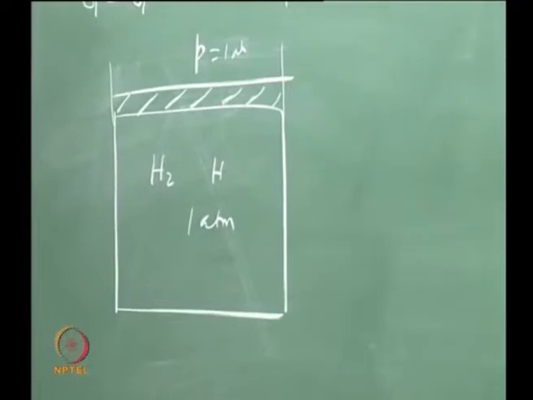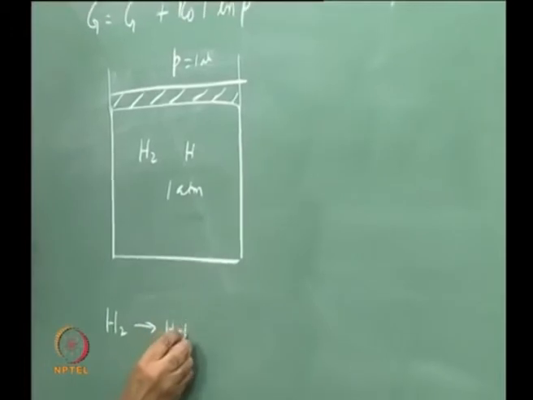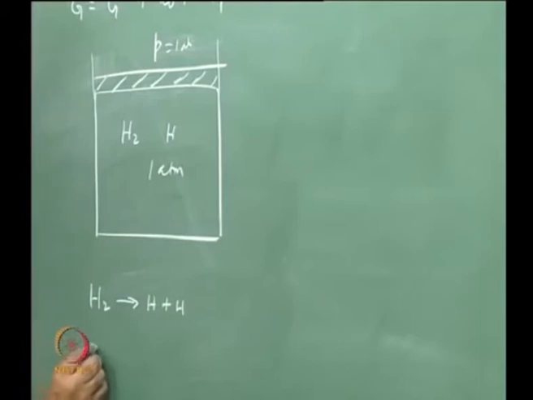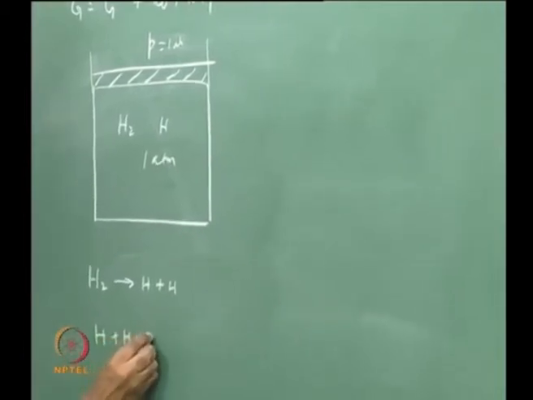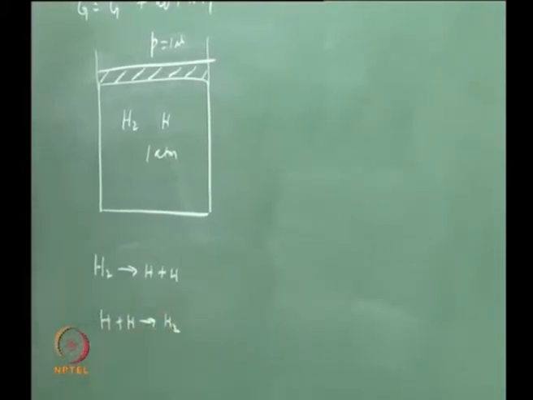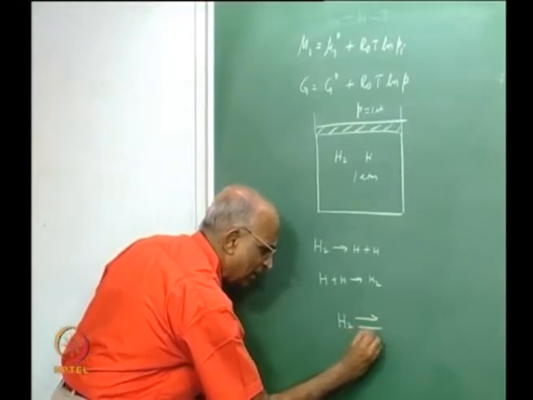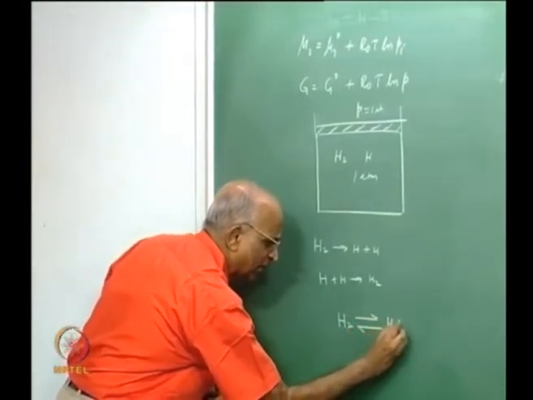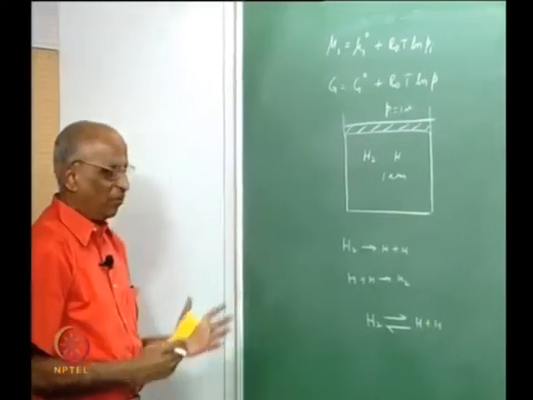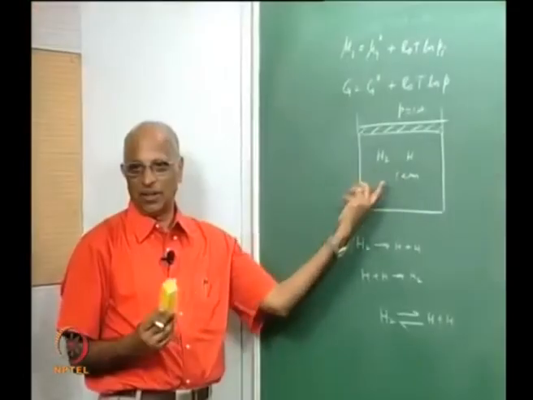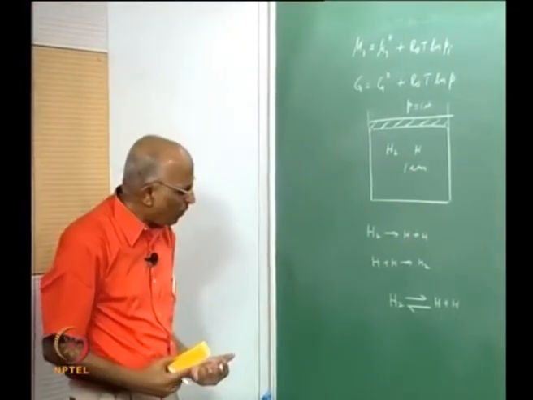I heat it. When I heat a gas, I write this equation H2 becoming H plus H at a high temperature. But at high temperature, H plus H is also going to combine to give me hydrogen. Therefore, I should really write this equation as H2 in the forward direction going to H plus H, and in the reverse direction H plus H coming back as H2. What is my aim? To find out how much of H and how much of H2 is there in this particular gas. This is what I want to do. How do I do this?